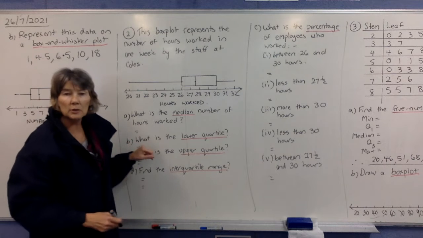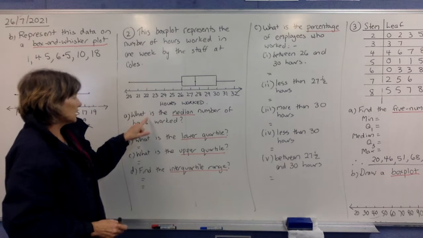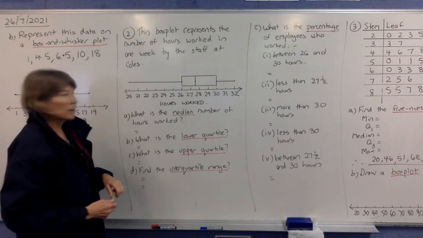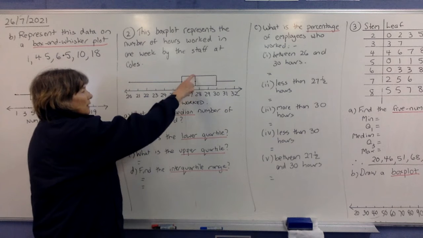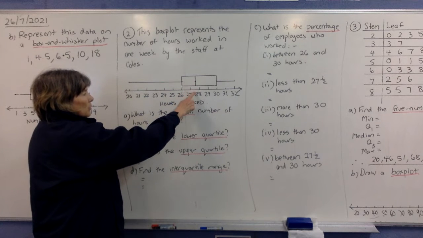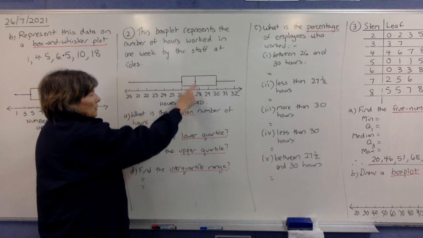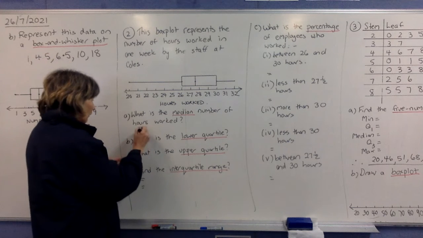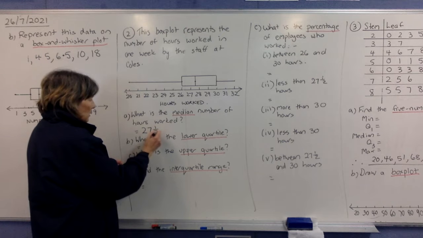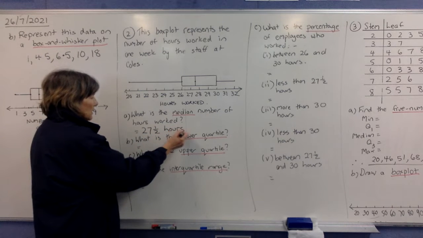So we're just going to answer a series of questions here. Firstly, it says, what is the median number of hours worked? The median is this line here. So just come down here and try and read off what that would be. So this is 27 and 28, so that would be 27 and a half hours. Make sure you write hours on the end.